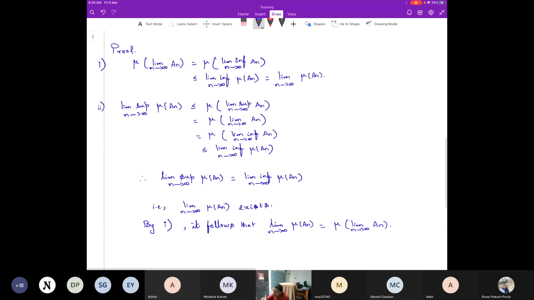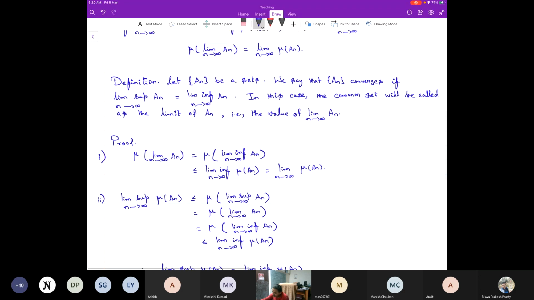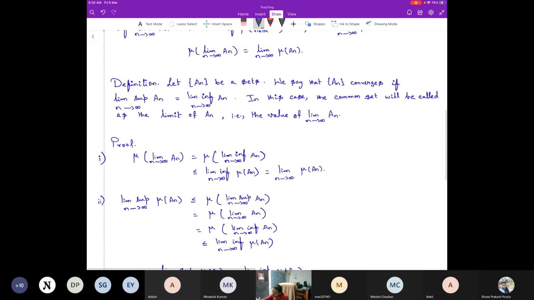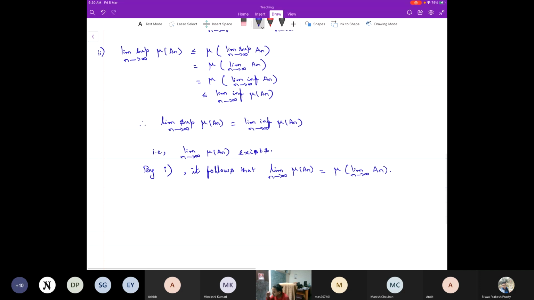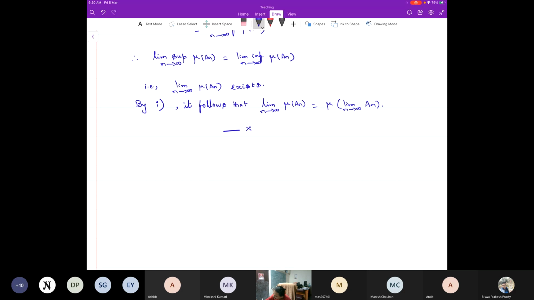We have already shown that it is less than or equal to. Now, we have also assumed that this is finite. Which one? This mu is finite. Therefore, we can use the other inequality and prove things. So I'll simply say by 1 it follows. Right, so with this, the continuity property is over. Now, let's get into the next topic.